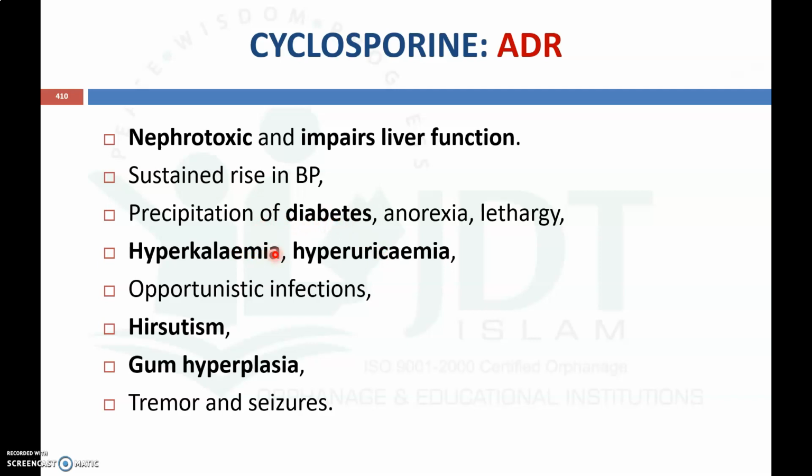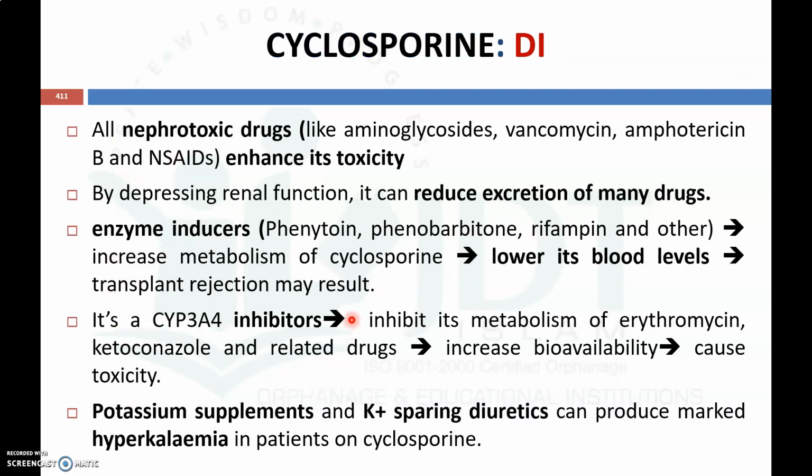It may cause hyperkalemia and hyperuricemia, and there will be a chance for opportunistic infection since cyclosporine will suppress both T as well as B lymphocyte response. Then it may produce hirsutism, gum hyperplasia, tremor and seizures, which are the different adverse drug reactions of cyclosporine. Now coming to the drug interaction, as we mentioned before, cyclosporine will cause nephrotoxicity.